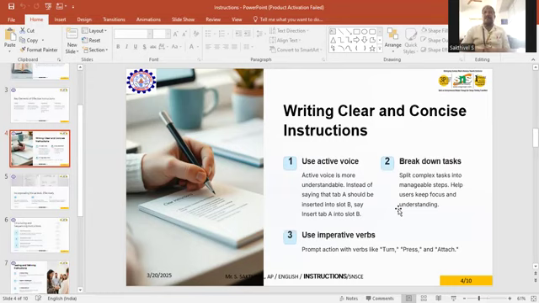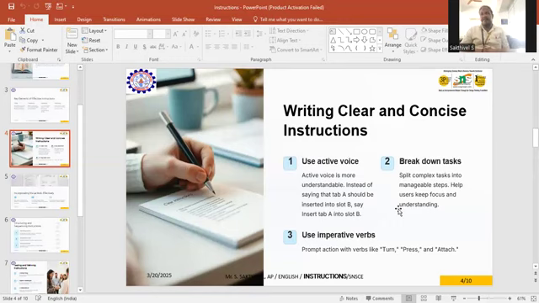Moreover, instead of saying that tab A should be inserted into slot B, we can say insert tab A into slot B. Saying things directly in a short and crisp way using active voice is important and easy, and it helps us avoid confusion in understanding the context, because many of us are confused between active and passive voice, since passive may be impersonal, imperative, or indirect. So using direct active voice helps make our instructions very clear.